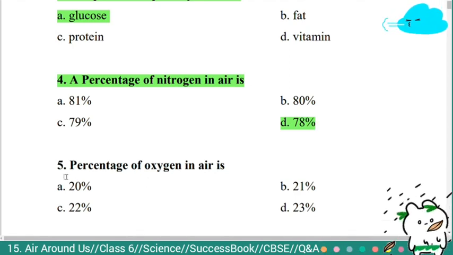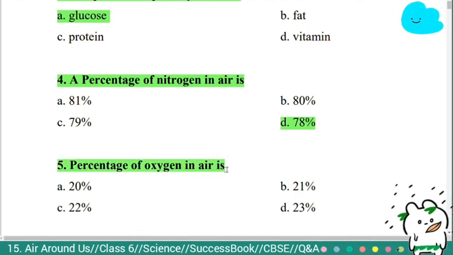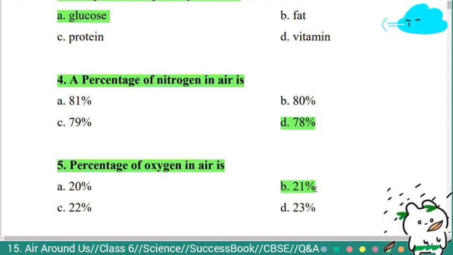Fifth question, the percentage of oxygen in air is A. 20%, B. 21%, C. 22%, D. 23%. Here the correct answer is option B, 21%. The percentage of oxygen in air is 21%.